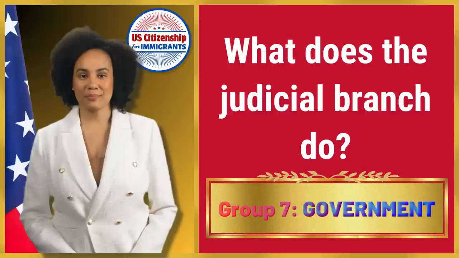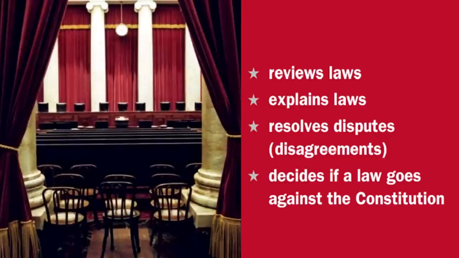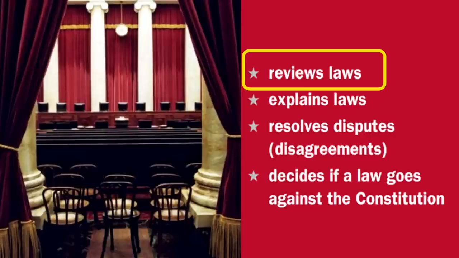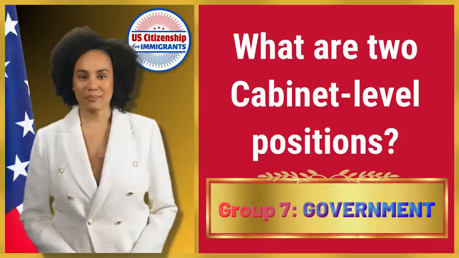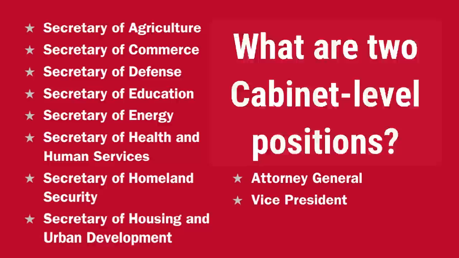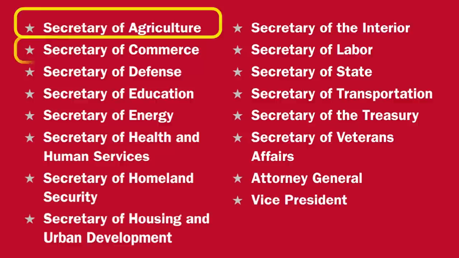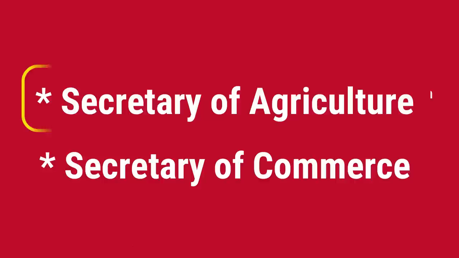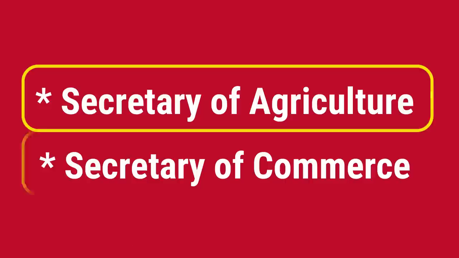What does the judicial branch do? Reviews laws. What are two cabinet level positions? Secretary of Agriculture. Secretary of Commerce.